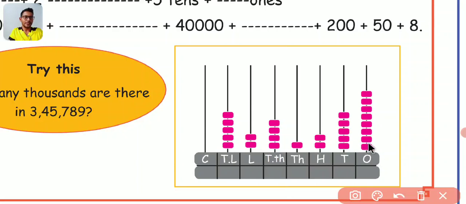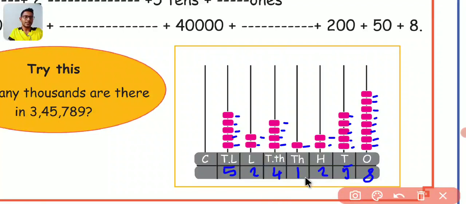First in ones, how many beads are there? 1, 2, 3, 4, 5, 6, 7, 8. 8 beads are there. In tens, 1, 2, 3, 4, 5, 5 beads. In hundreds, 1, 2, 2 beads. In thousands, 1 bead. In 10,000s, 1, 2, 3, 4, 4 beads. Lakhs, 1, 2, 2 lakhs. 10 lakhs, 1, 2, 3, 4, 5, 5 in 10 lakhs. Okay, so this is the number.